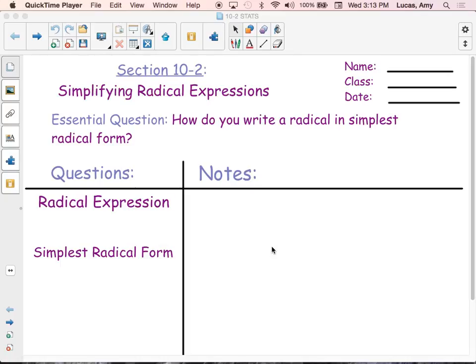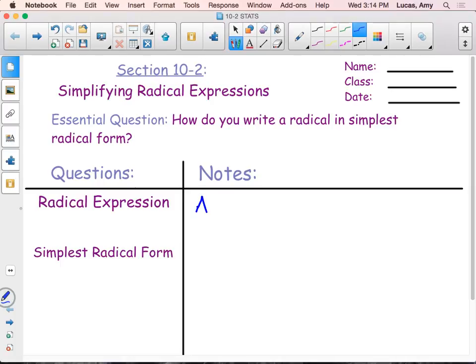Lesson 10-2, Simplifying Radical Expressions. Our essential question today is how do you write a radical in simplest radical form? Our first vocab word is radical expression. A radical expression is an expression with a radical in it.